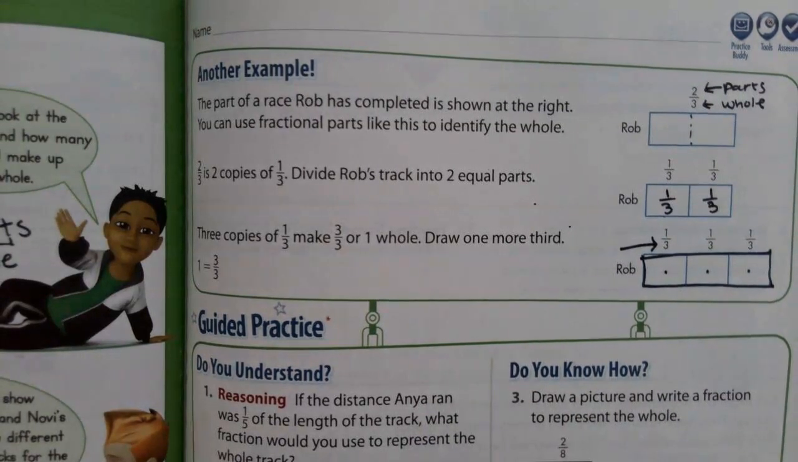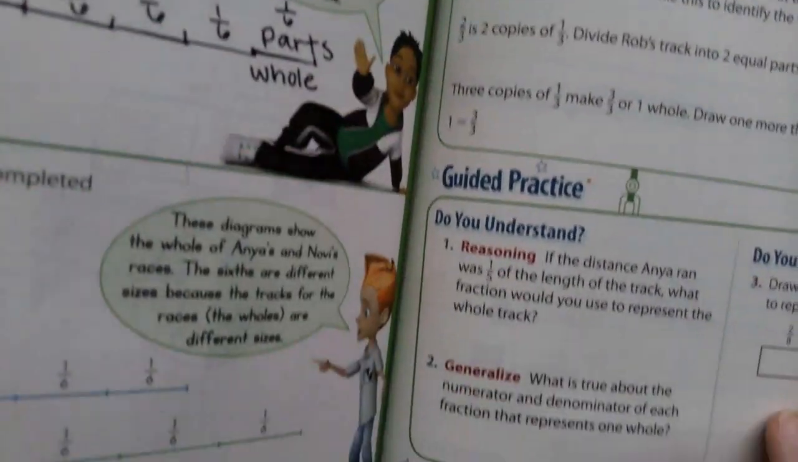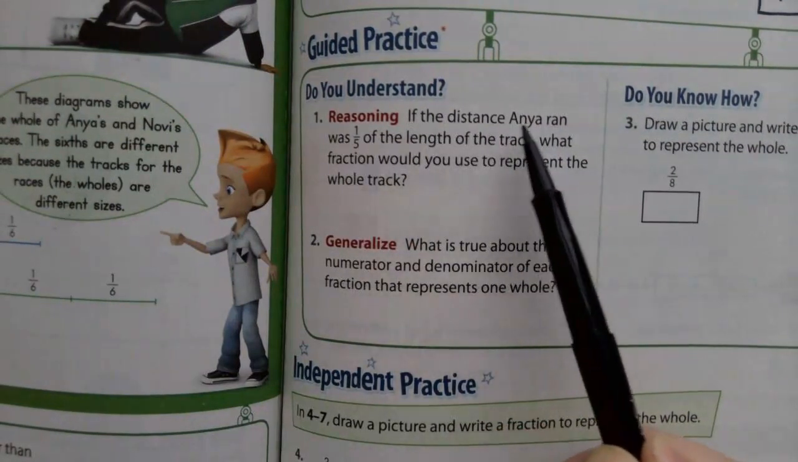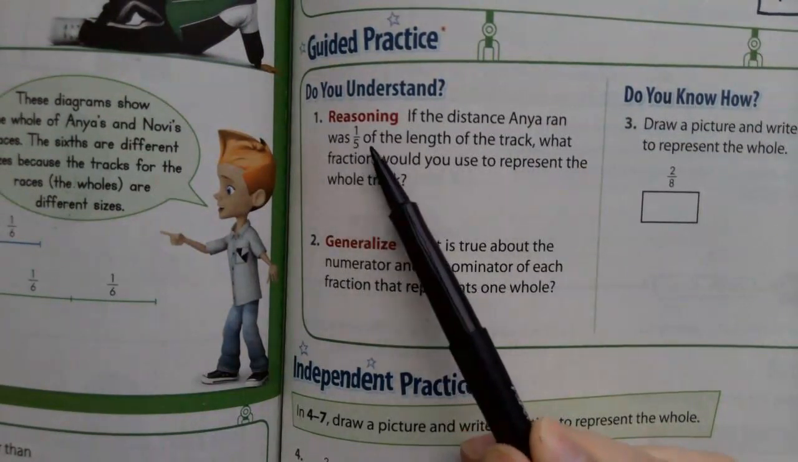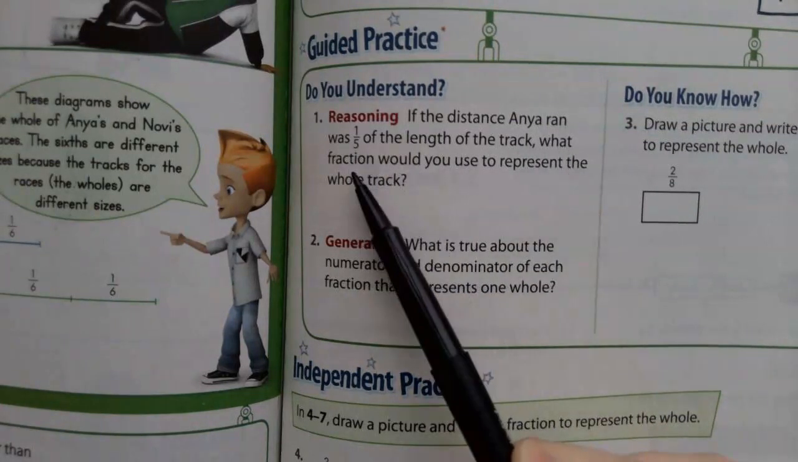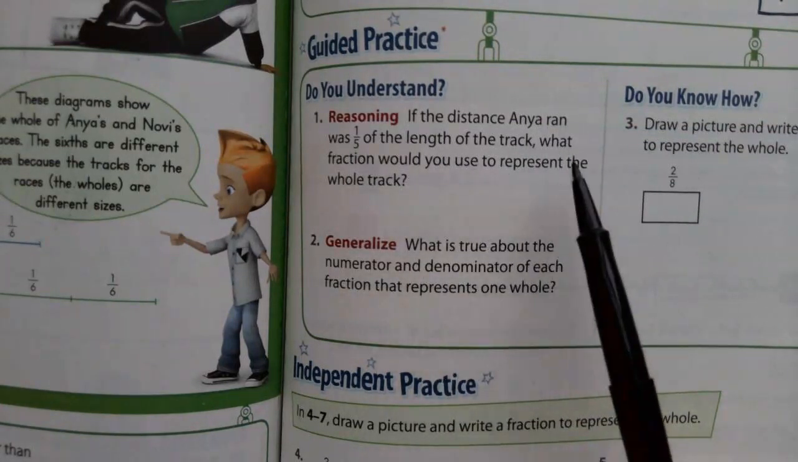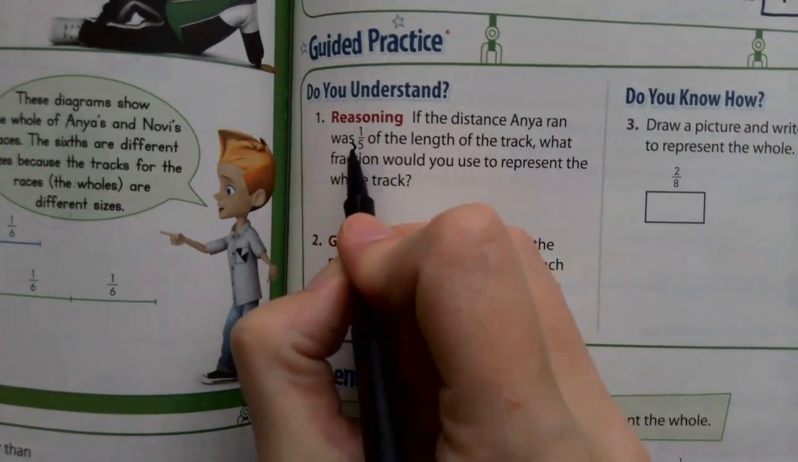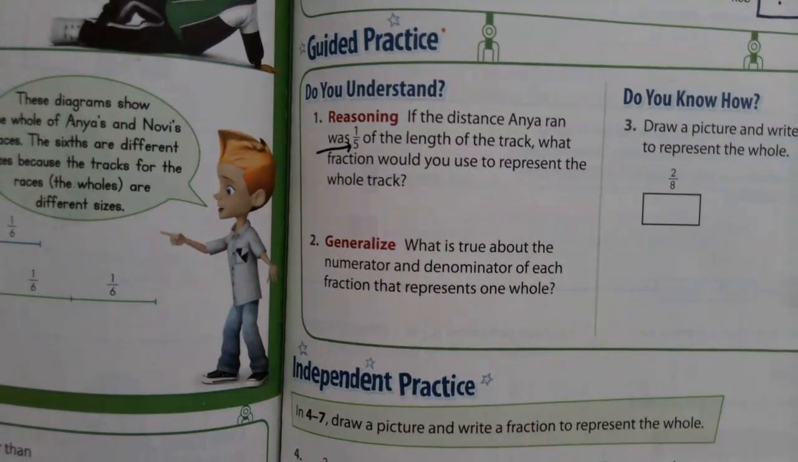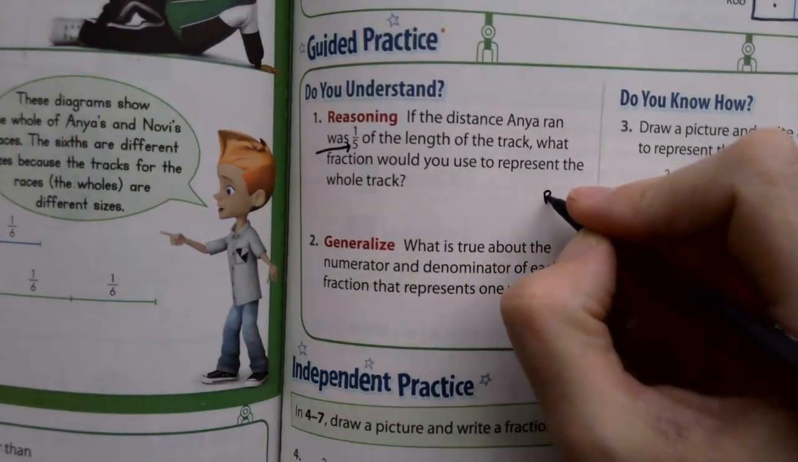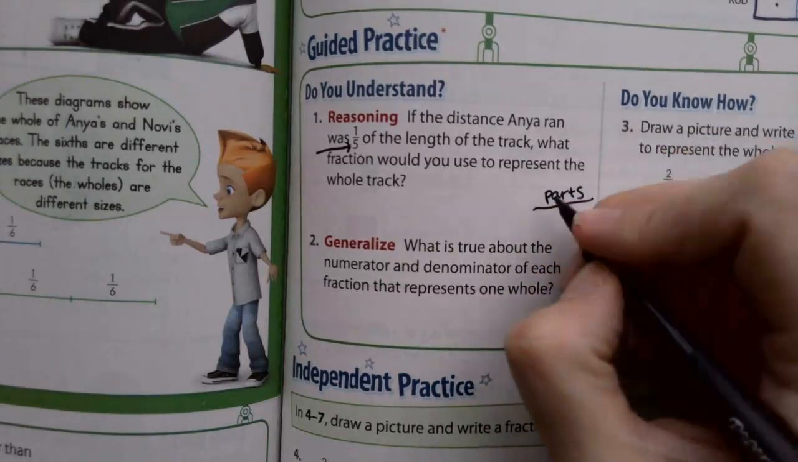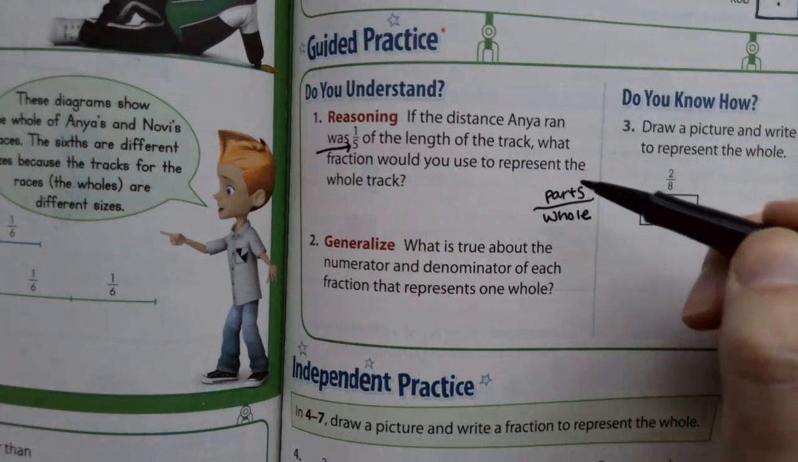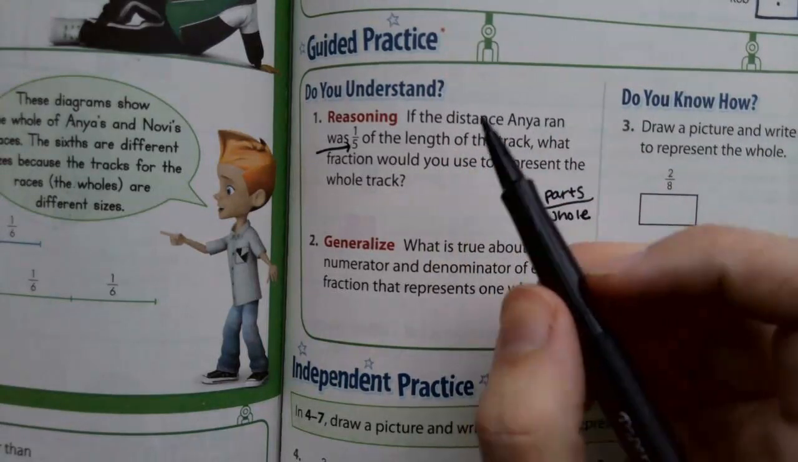Let's look at number 1. The distance Anya ran was 1/5 of the length of the track, what fraction would you use to represent the whole track? So how many parts are in the whole? 5. Remember, the numerator are the parts, and the denominator's the whole. The numerator's the parts, the denominator's the whole.